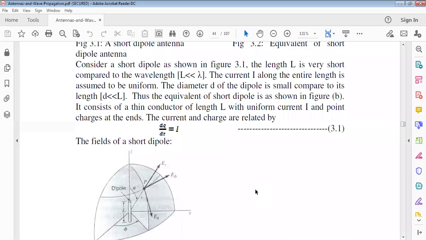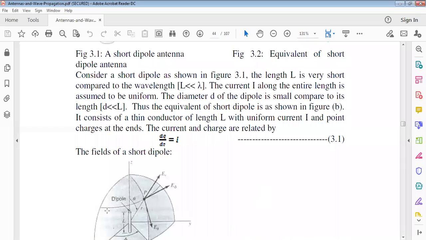See here, consider a short dipole. This is the short dipole. That short dipole exists in free space. How to represent a point in free space? How is it possible? Already I told you about one-dimensional, two-dimensional, three-dimensional, and four-dimensional, multi-dimensional concepts in the earlier class. Whatever I told you in the first 3 or 4 classes, that entire concept is applicable to this entire subject.